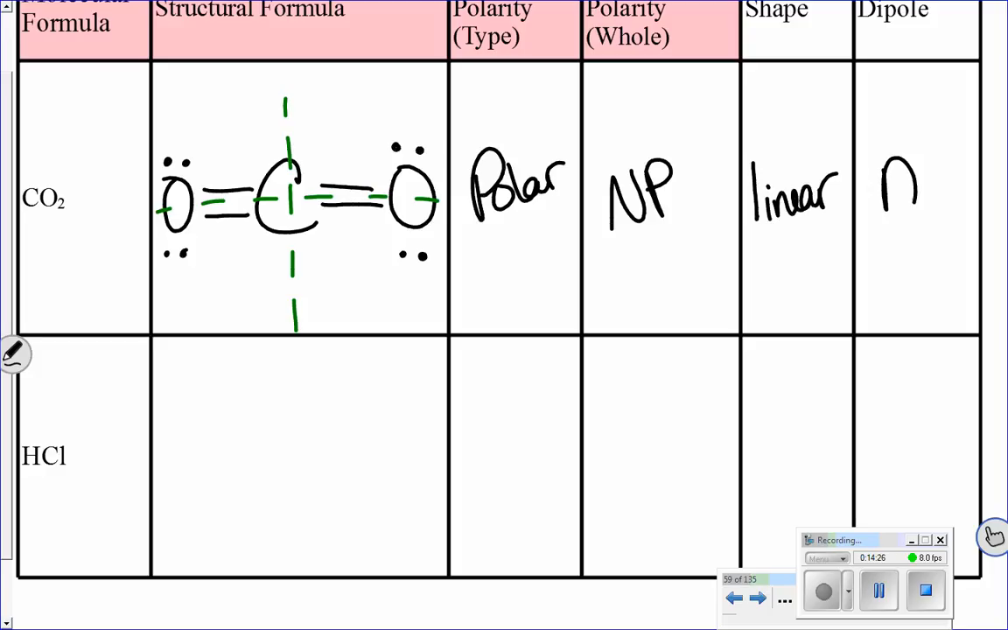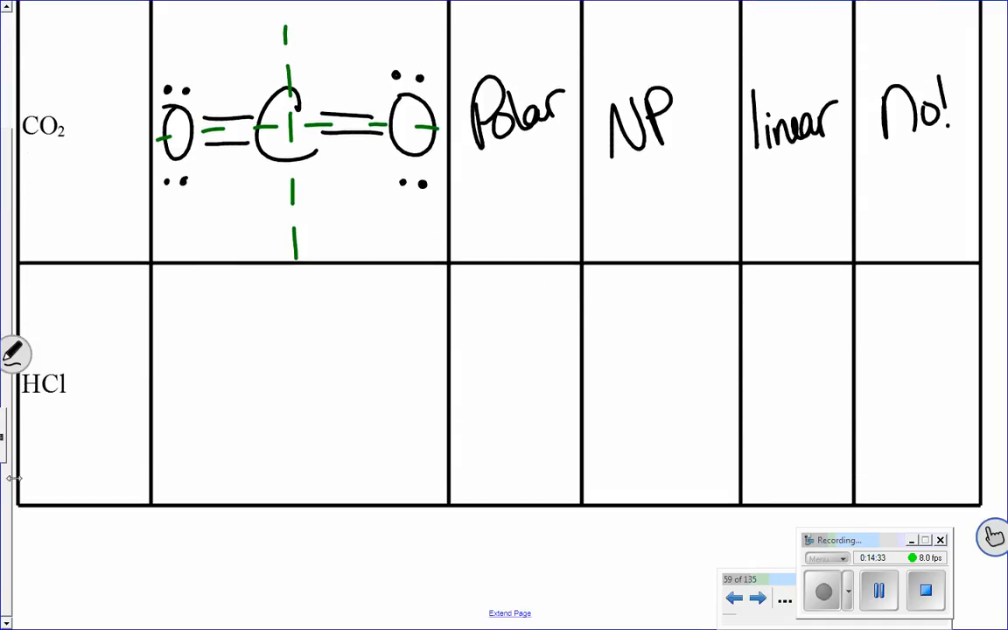And there's no dipole because this is a non-polar molecule. There's no strong region of charge. The oxygens actually are pulling electrons kind of out, but they sort of balance each other out. So that overall symmetry makes this a non-polar molecule.